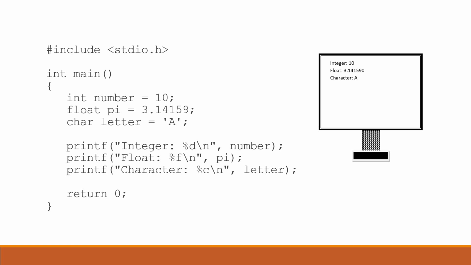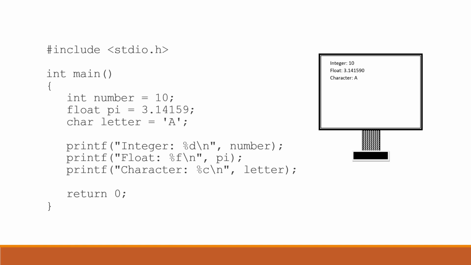Variable declarations. int number = 10 declares an integer variable number and initializes it with the value 10. float pi = 3.14159 declares a floating point variable pi and initializes it with the value 3.14159. char letter = 'a' declares a character variable letter and initializes it with the character a.